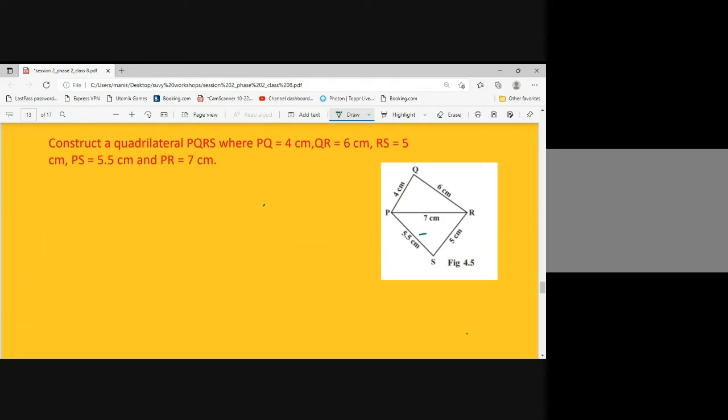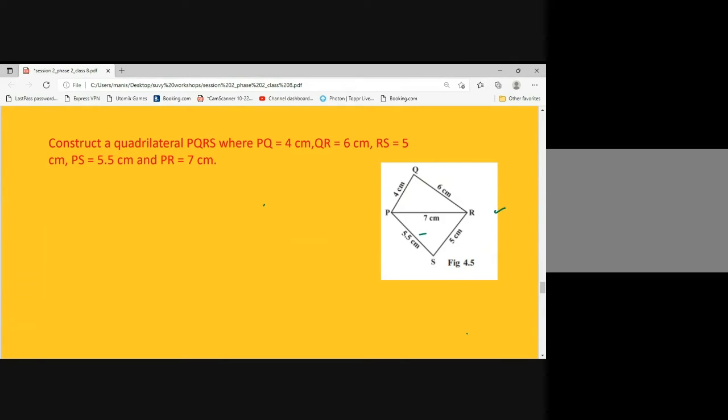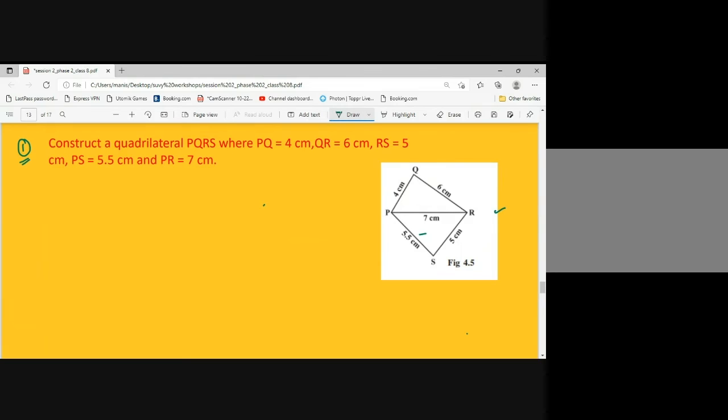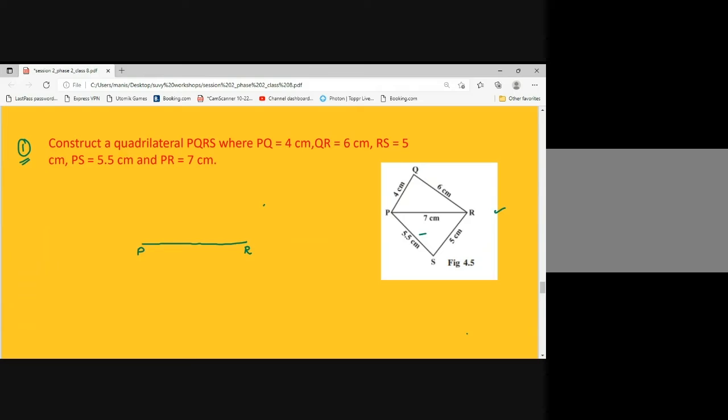Construct a quadrilateral PQRS. A diagram is already given to you as a sample, where PQ is 4 centimeters, QR 6 centimeters, RS 5 centimeters, PS 5.5, and PR 7. It means four sides and one diagonal are given to you. It's the very first kind of problem. Since PQRS is a quadrilateral, firstly you will draw your diagonal, that is PR. Just draw a line PR of 7 centimeters.